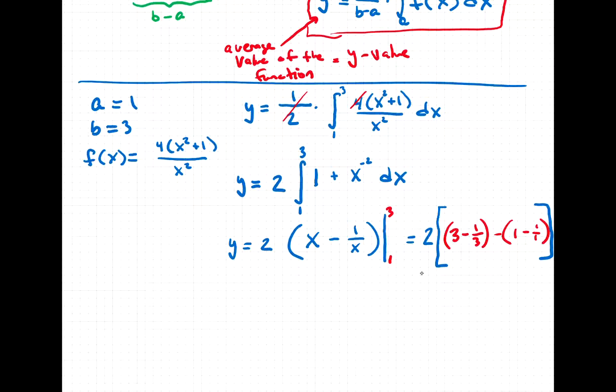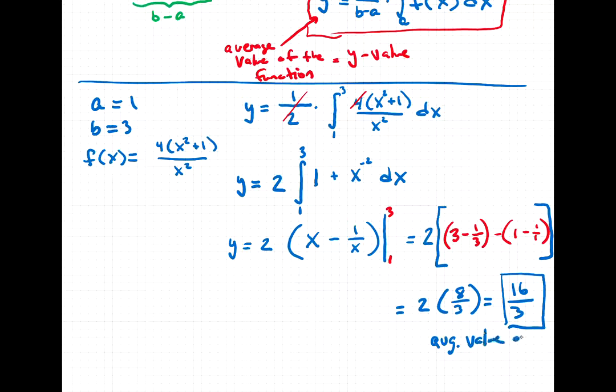So we have 2 times, well, 3 minus 1 over 3, that's 8/3. So we get 16 over 3. All right, so that's the average value of the function. Average value of f of x.